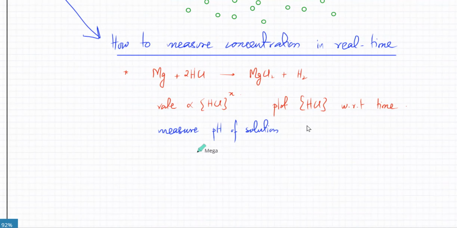Similarly, if your reactant is a gas, what you could do is the concentration is proportional to the pressure of the gas.